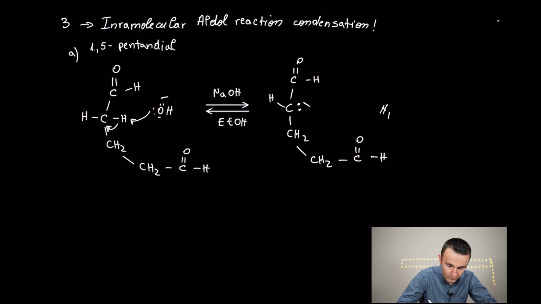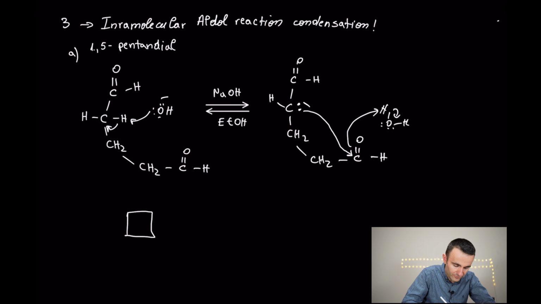Here we have a molecule of water in this case. This is going to protonate this oxygen and regenerate the base. And this now is going to attack here to this electrophilic carbon. How many members of the ring do you have? 1, 2, 3, 4. So you have a 4-membered ring.